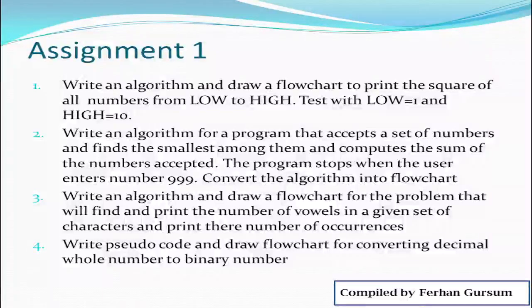The program stops when the user enters the number 999. Convert the algorithm into a flowchart. The third question says write an algorithm and draw a flowchart for a program that will find and print the number of vowels in a given set of characters and print the number of occurrences. Question number 4 says write pseudocode and draw a flowchart for converting a decimal whole number to a binary number.